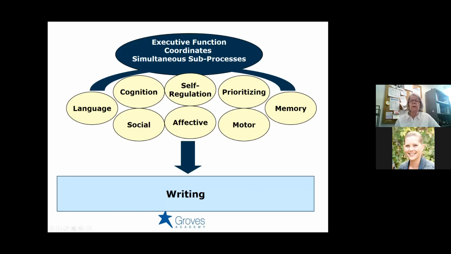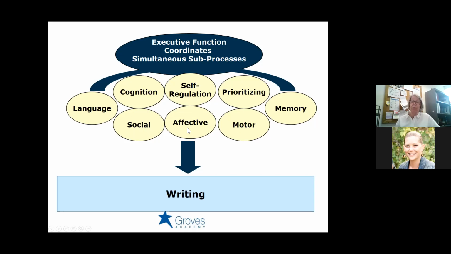So really, executive function is executive control. It coordinates all these sub-processes that have to go on all at the same time in order for writing to be produced. So there's language and cognition, there's memory, there's prioritizing, there's self-regulation, knowing that you have strategies and actually using them. There's motor skills, there's also social cognition, which we'll talk about, and one's own sense of oneself.